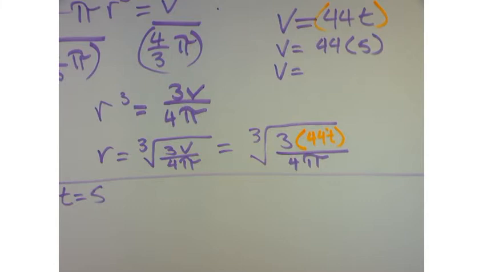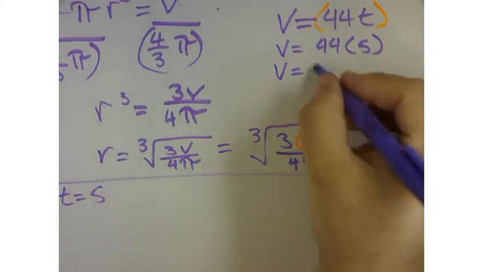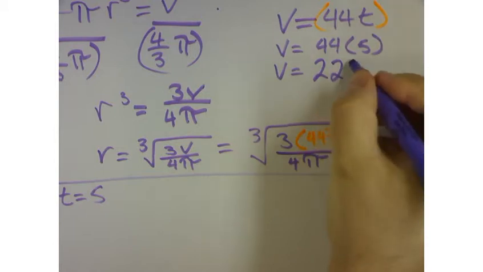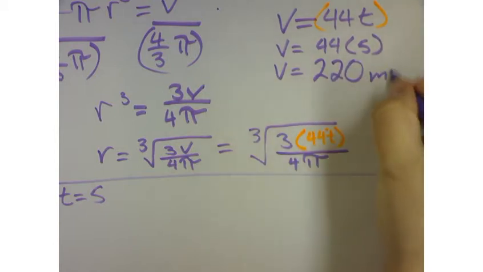Forty times 5 is 200, and then 4 times 5 is 20. It's 220, right? So this is 220. Another way we could write cubic millimeters is to do it like this.